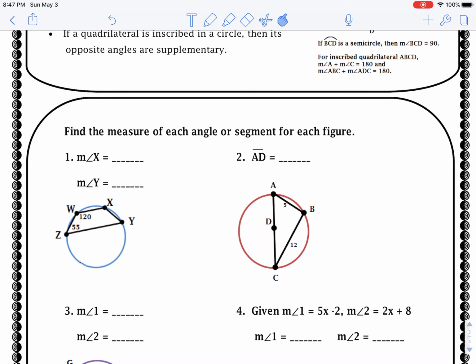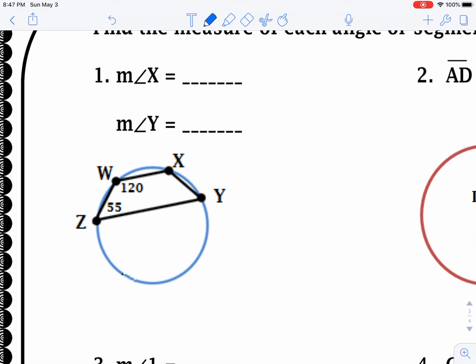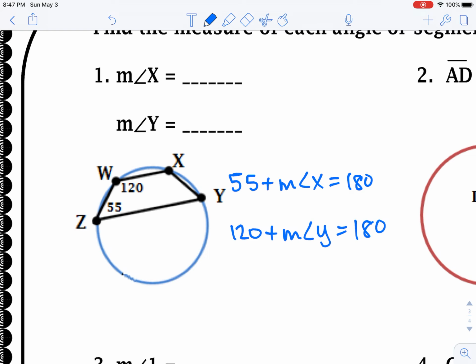Okay, so let's look at a few examples. Find the measure of each angle or segment for each figure. In this first one, it's asking for the measure of angle X. I know that 55 plus the measure of angle X is going to equal 180. To find angle Y, the same thing: 120 plus the measure of angle Y equals 180. So I take 180 minus 55 and I get 125. And 180 minus 120 is 60.